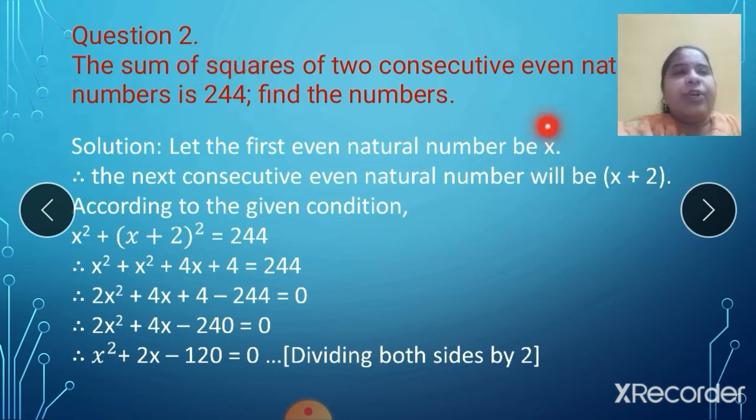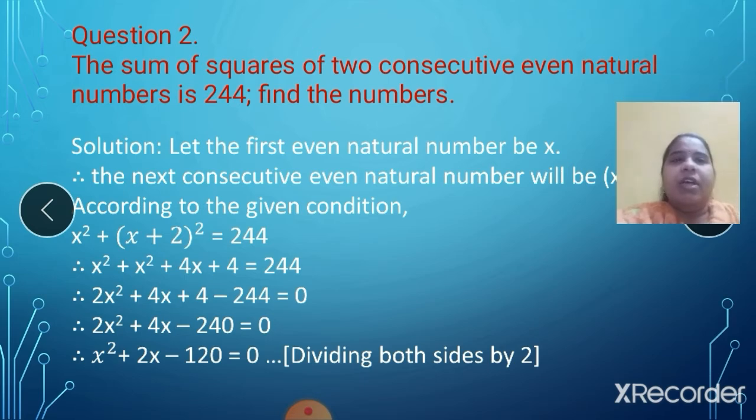Squares means I have to individually square them: the square of this and the square of this. See this: x square plus (x plus 2) the whole square is equal to 244. Why like this? Again, I am explaining the statement. See here, sum. Sum means plus. This is here plus.